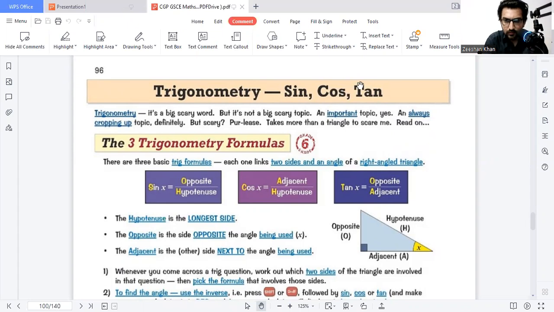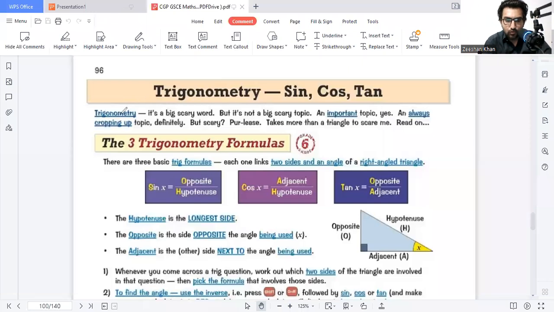Hello, everyone. This is the next lesson of this trigonometry chapter. Today's topic is more specifically trigonometry, where you will understand sine theta, cos theta, and tangent theta.